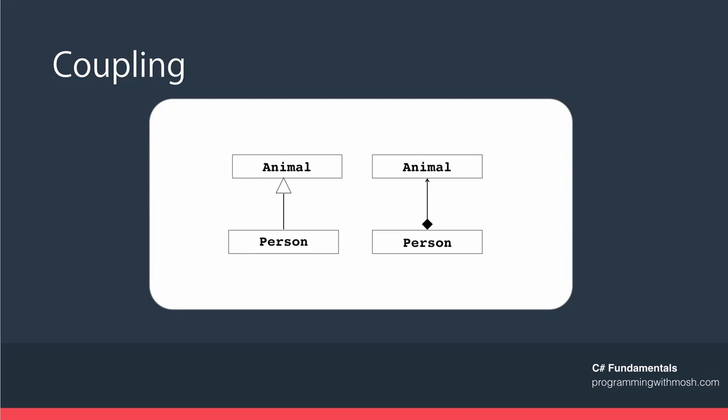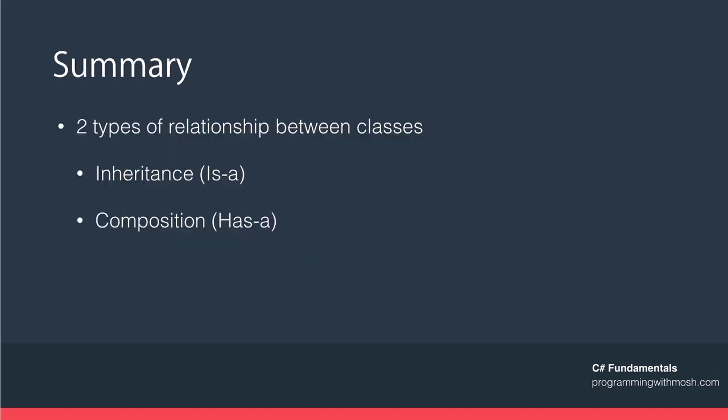With composition, we get an extra benefit, which is not possible with inheritance. And that is, we can replace the animal class on the right side with an interface. Interfaces are extremely powerful, and that's the reason I've dedicated a full section on them. For this lecture, don't worry about it. All I want you to take away from this lecture is that we have two types of relationships between classes.